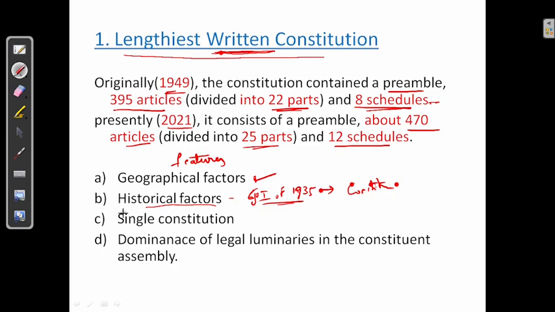Next is single constitution. The whole of India has only one constitution. Next, dominance of legal luminaries in the Constituent Assembly. Legal luminaries, an example is Dr. B.R. Ambedkar.